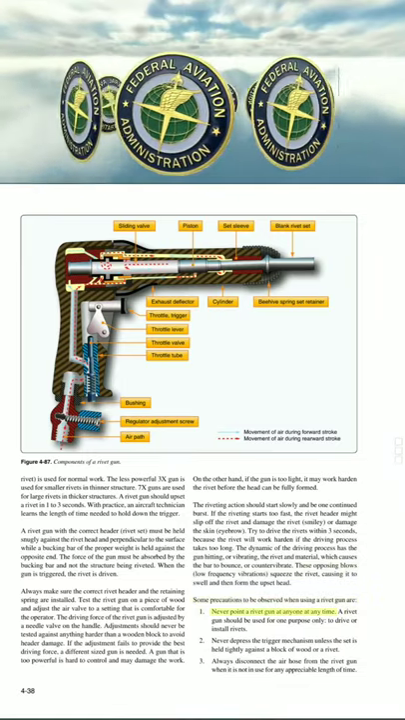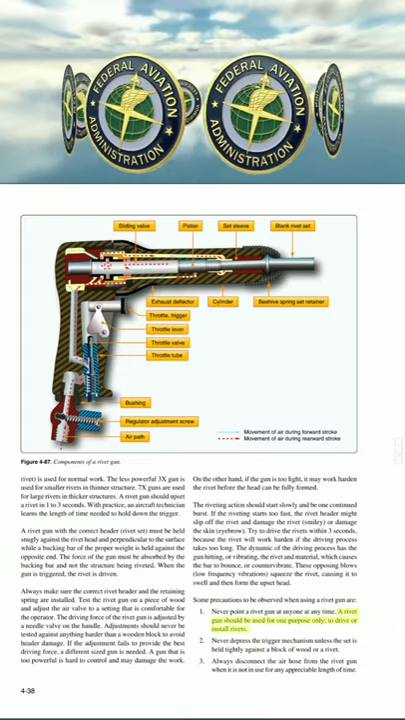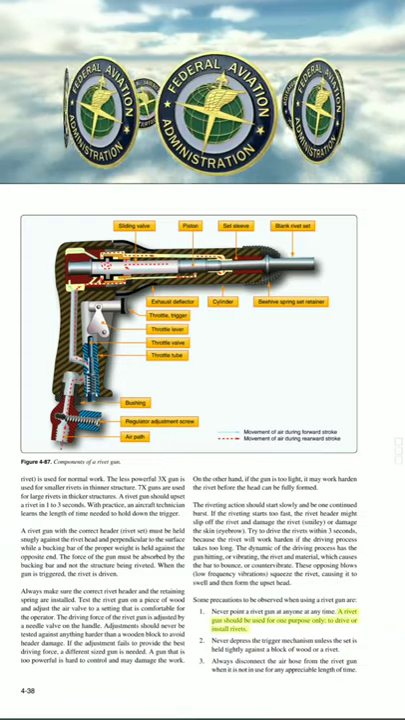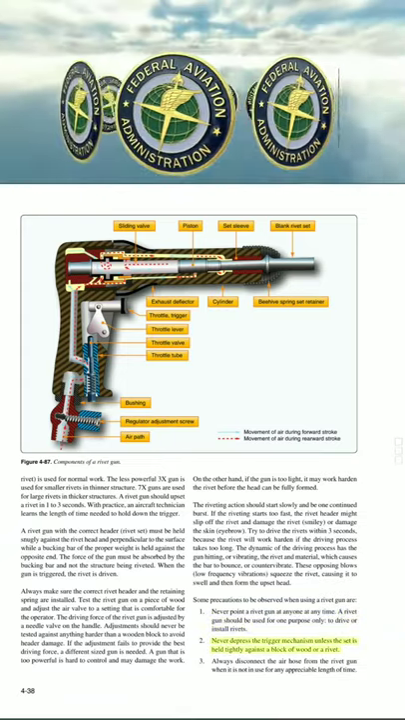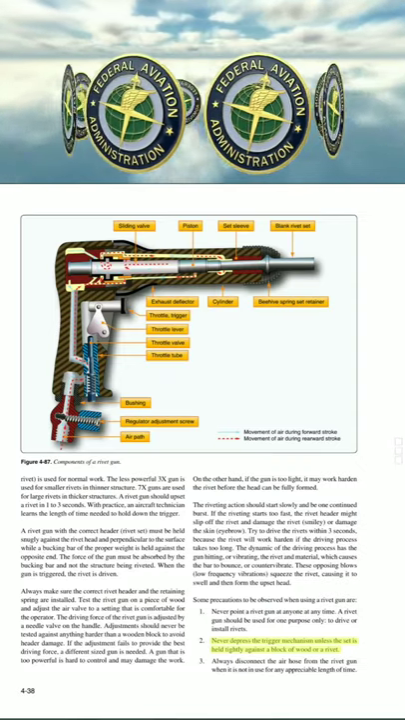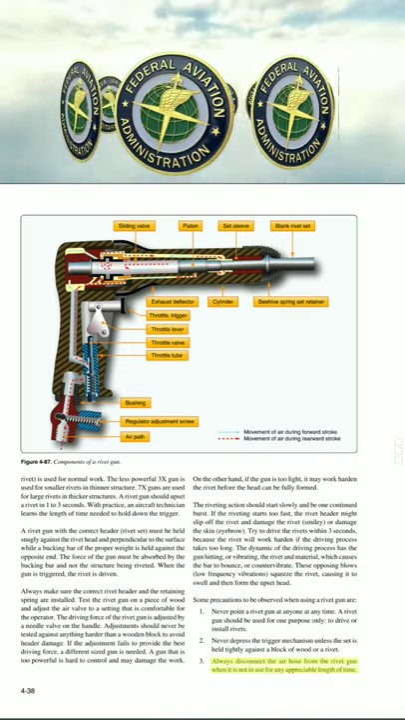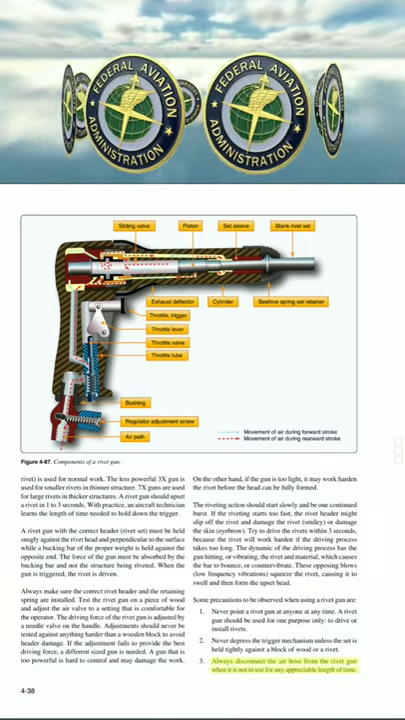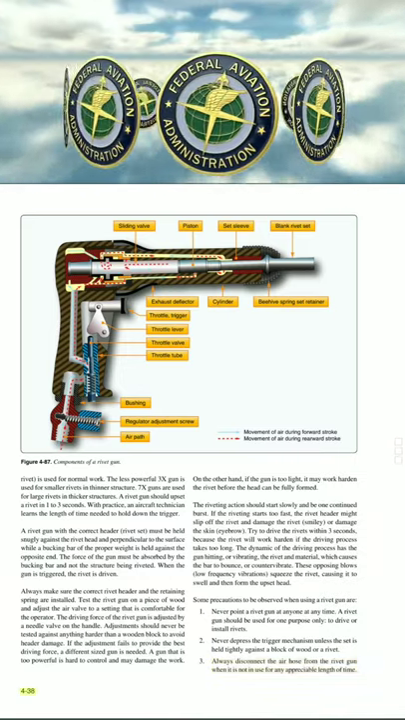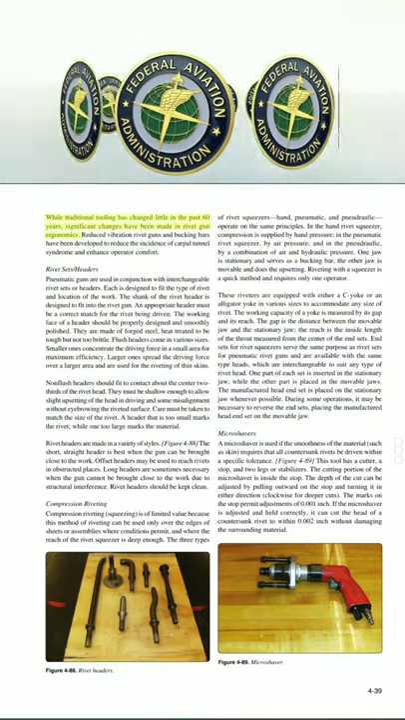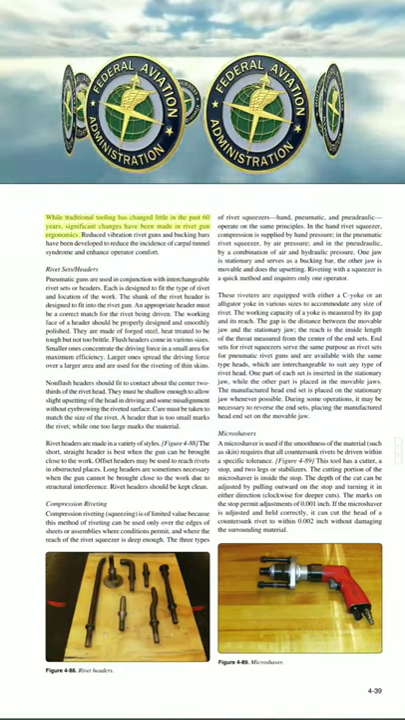Never point a rivet gun at anyone at any time. A rivet gun should be used for one purpose only, to drive or install rivets. 2. Never depress the trigger mechanism unless the set is held tightly against a block of wood or a rivet. 3. Always disconnect the air hose from the rivet gun when it is not in use for any appreciable length of time.